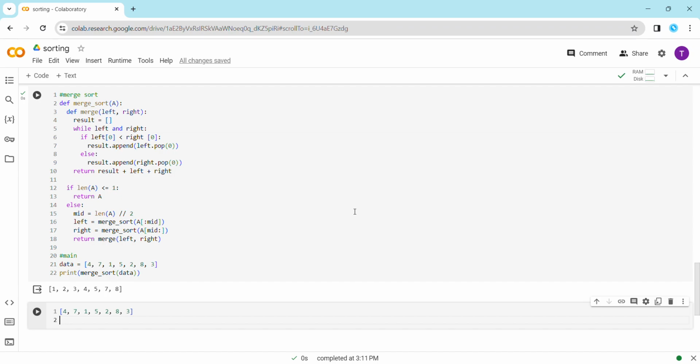On the left side, there will be 4, 7, and 1, and on the right side, there will be 4, 2, 8, and 3. Then, it sorts each of the subarrays on the left and the right. So it splits the subarray into two once more. Taking the subarray on the left, it will split it into 4 and 7 and 1.